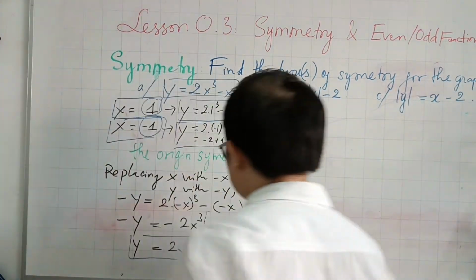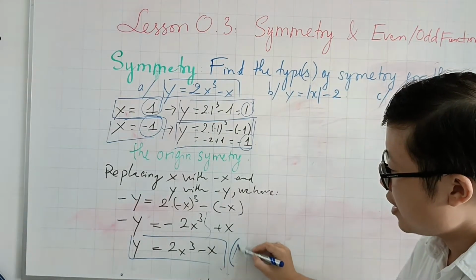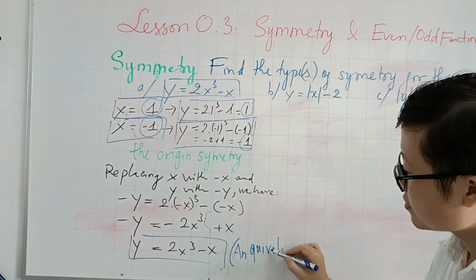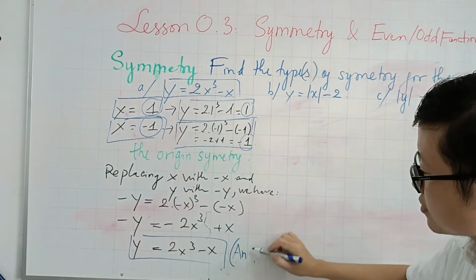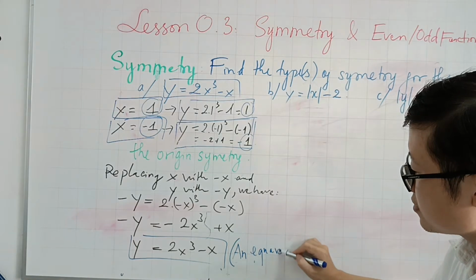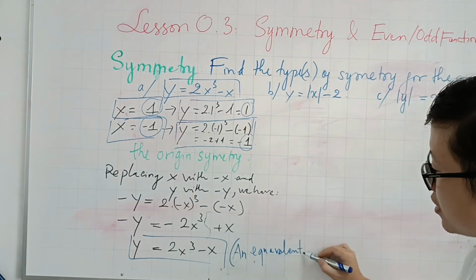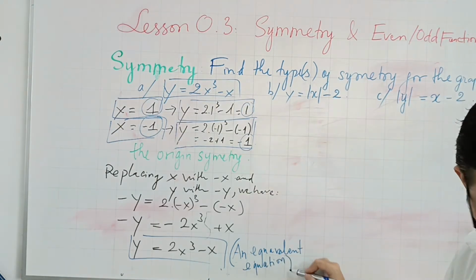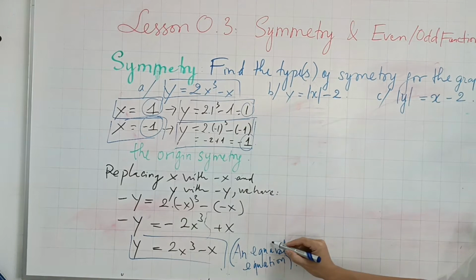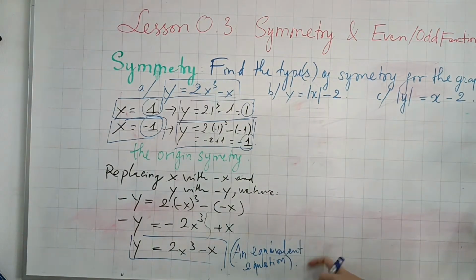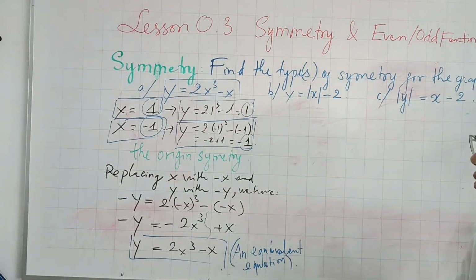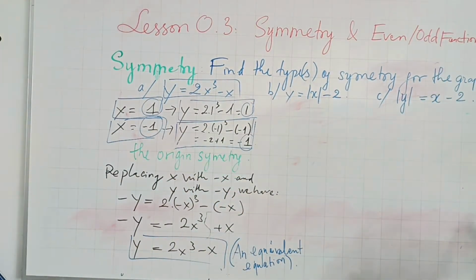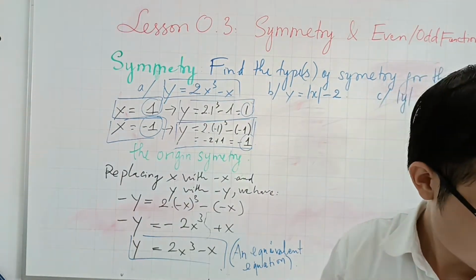So we write it is an equivalent equation. An equivalent equation, so it is the origin symmetry. Yeah, that is the informal test.